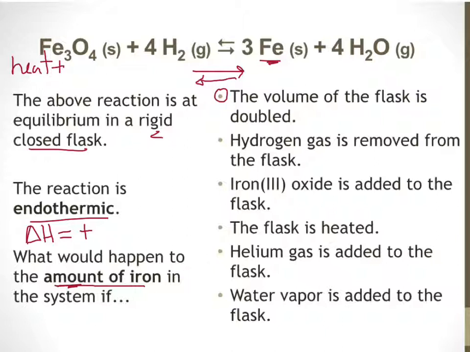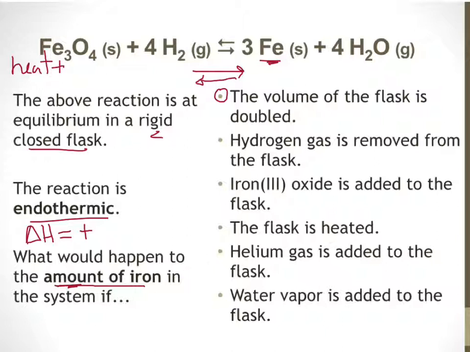So what happens if the volume of the flask is doubled? Well, from a non-AP perspective, we would say here that the volume of the flask doubled causes the pressure inside the system to decrease. When you change the volume, you affect the pressure, and they're inversely related. So doubling the volume would halve the pressure. It would cause it to decrease by half. Now, the system then wants to raise the pressure, and it would like to do that by making more gas.